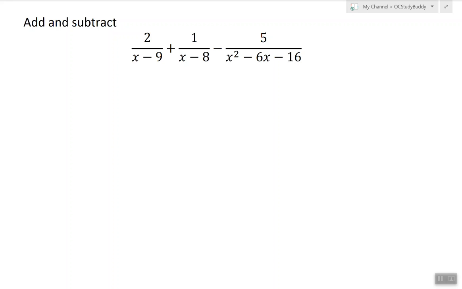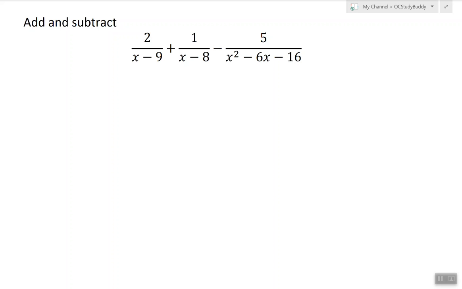In this video, I will show how to add and subtract rational expressions. And the rule for adding and subtracting rational expressions is the same as for adding and subtracting rational numbers. That is, we have to find the common denominator, then convert or rewrite given rational expressions as their equivalent expressions with the desired denominator, and then perform the addition or subtraction with fractions that have already the same denominator.